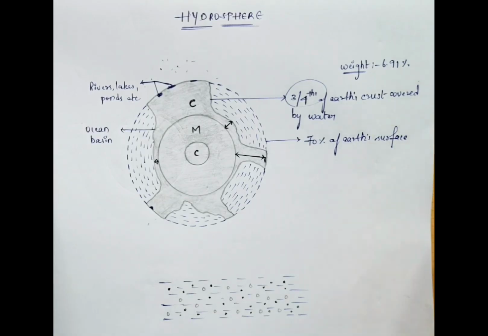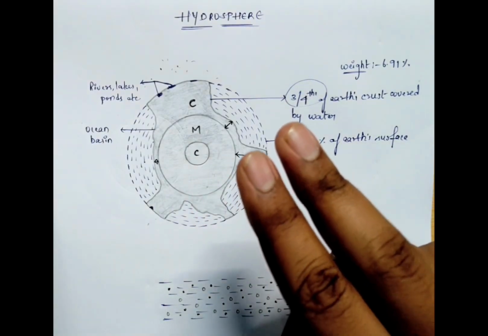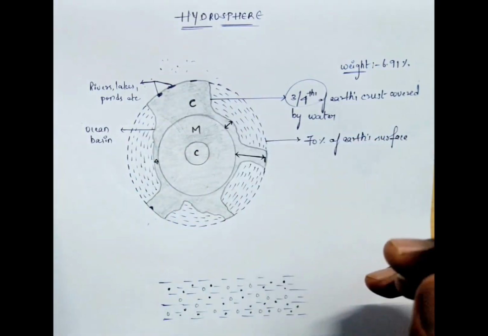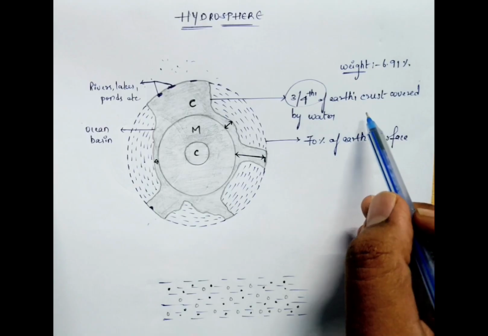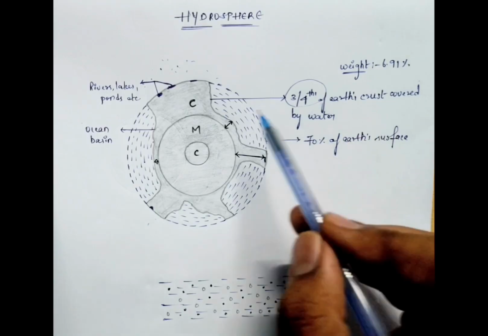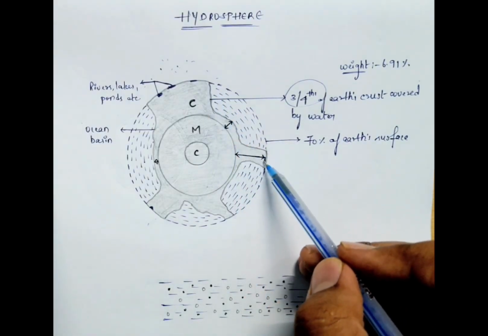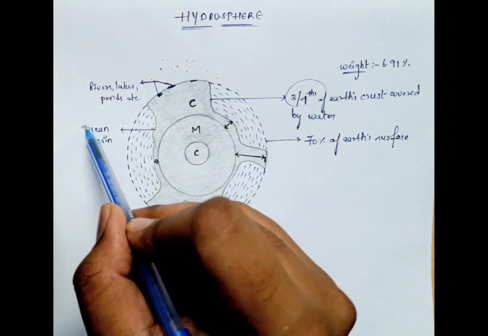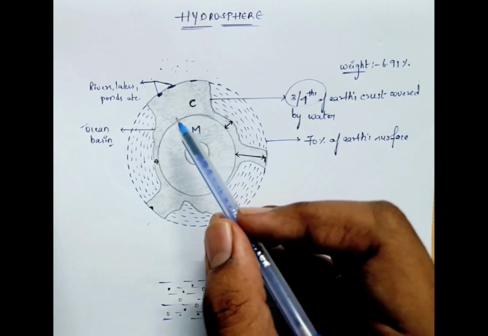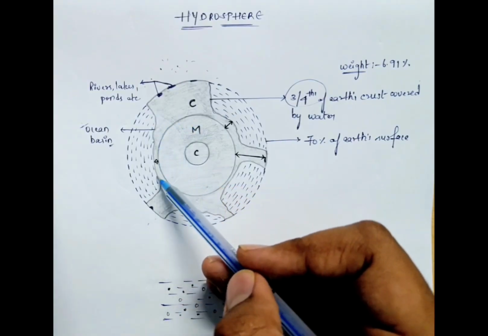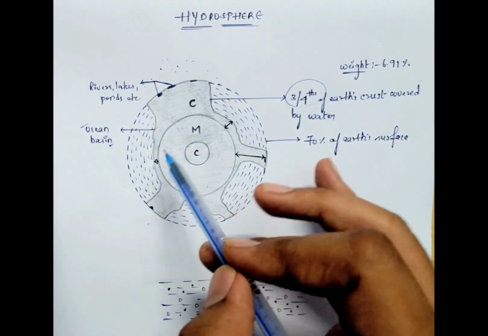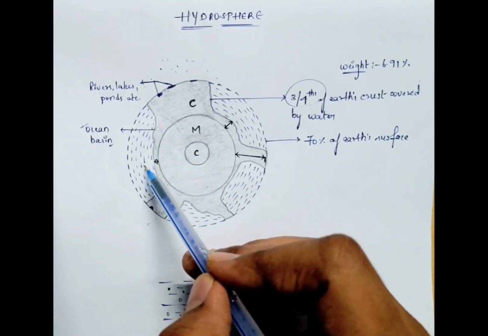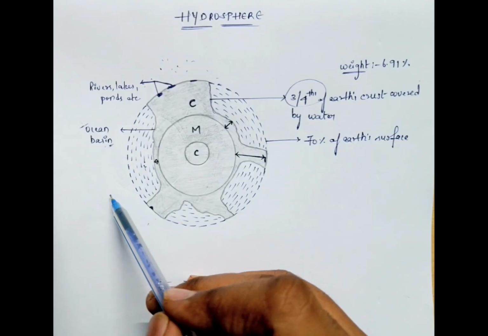First point is 70% of Earth's surface is covered by water. Next point is 3/4 of Earth's crust covered by water. Crust means all this, friends. It includes ocean basins. What is an ocean basin? Ocean basin is the bowl-like structure of Earth's crust in which ocean water is present.